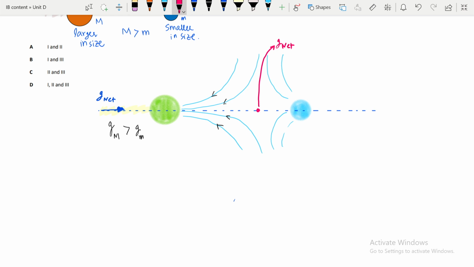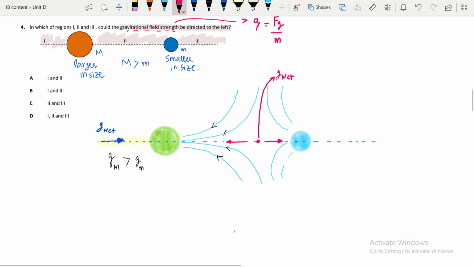If you go on the right side, the gravitational field strength is towards the right, but if you go on the left side, it is towards the left. So basically we have both directions. So we cannot say that region 2 is possible because it's not entirely towards the left.